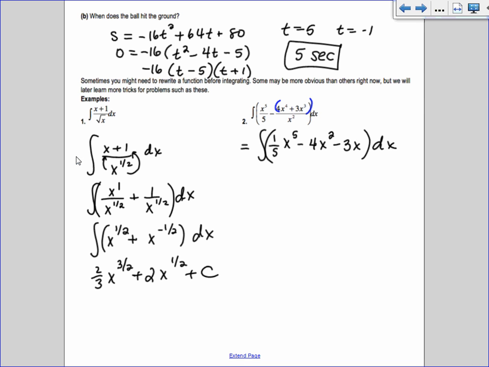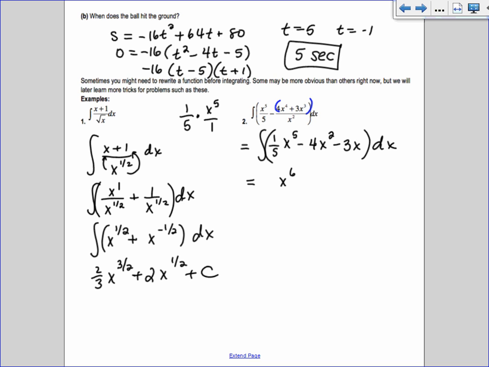Where'd you get the 1/5? If you have x to the 5th over 5, it's the same as 1/5 times x to the 5th. You can think of it as x to the 5th over 1. Like you can break it apart. All right, so now you're ready to integrate.